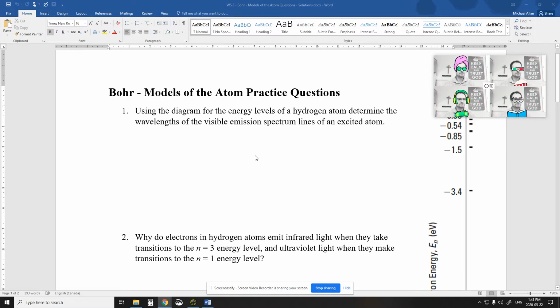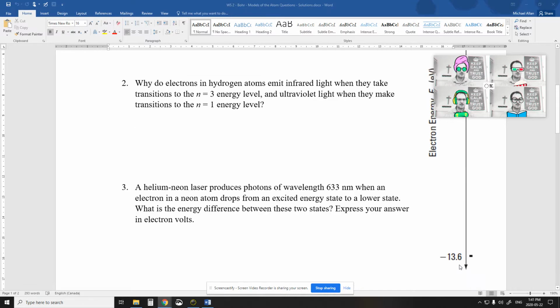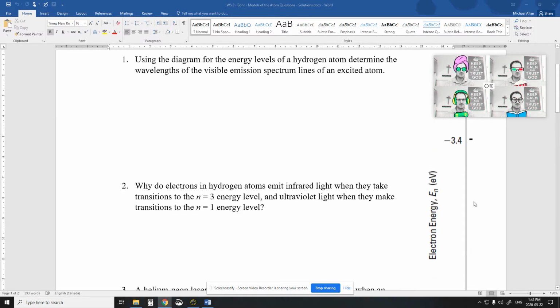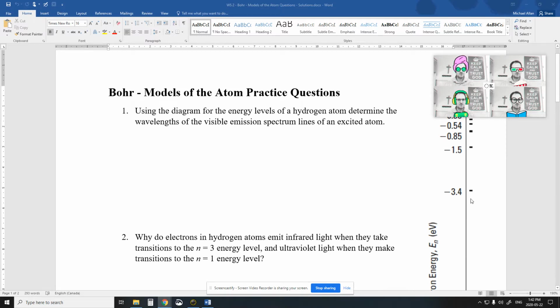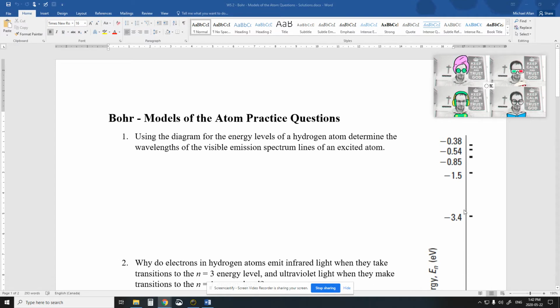Okay, so we got a ground state down here at negative 13.6. These are electron volts. So that's not excited. But if an electron was up in state 2, 3, 4, 5, all the way up to 6 here, the atom would be excited. And then when that electron would drop down, it would release a photon.